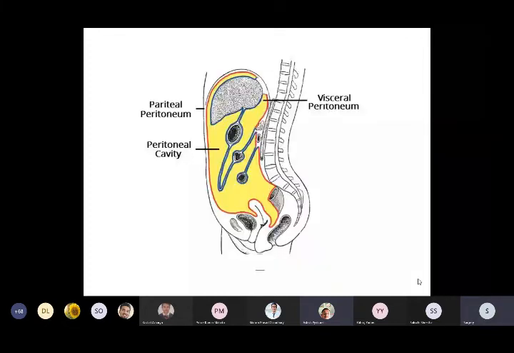And this is the picture of the peritoneum and peritoneal cavity. The red line indicates the parietal peritoneum, the blue line indicates the visceral peritoneum, and the yellow color is the peritoneal cavity, which we'll be talking about later.